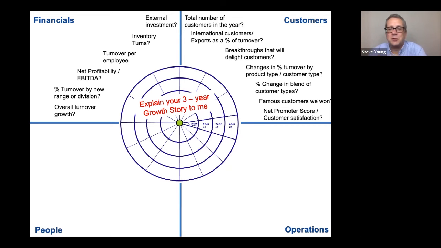Maybe even famous customers you've won, these kingpin customers. I know when our business first started working with Google, it was incredible. It led to working with all sorts of other really exciting businesses. So we put that in our vision that we wanted to work with Google in year 3, and that led to all sorts of other great stuff. But Net Promoter Score, customer satisfaction scores, maybe have a think about those as spoke labels. And what does that look like in year 3 and in year 2 and year 1?